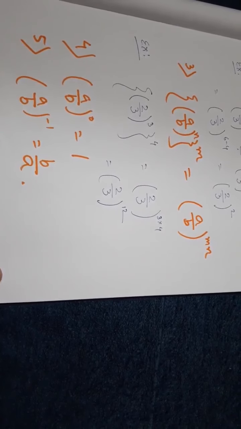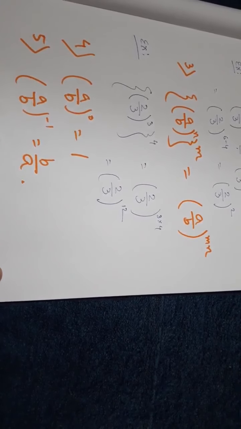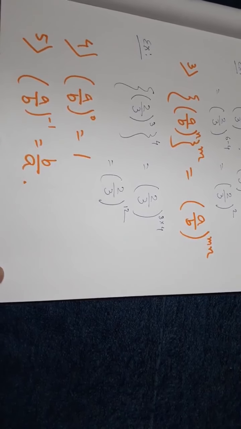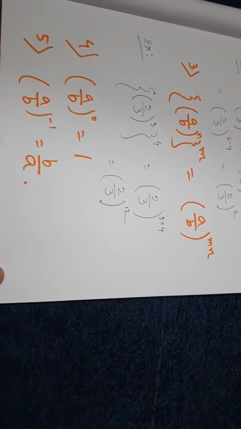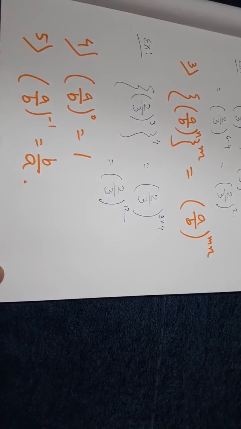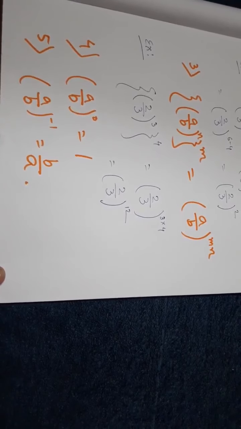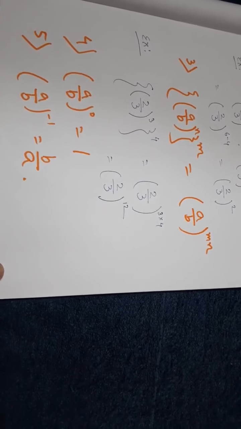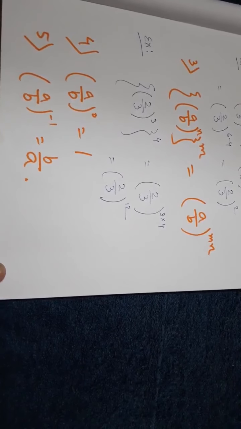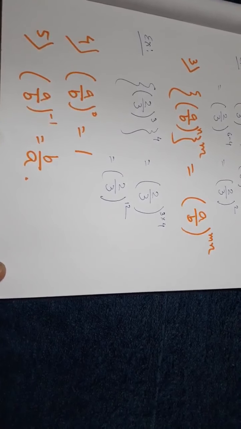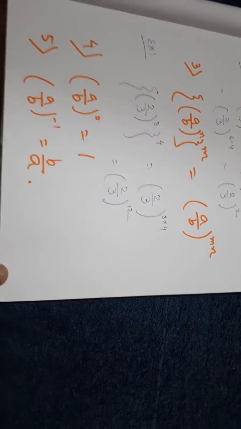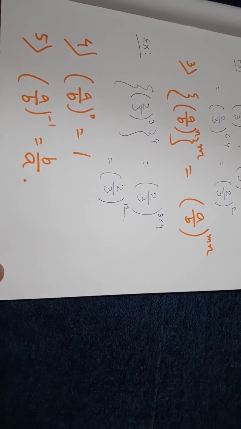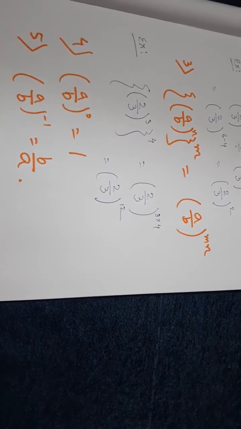Then in number 5, a by b raised to the power minus 1. If a minus sign is there, then we have to use just the reciprocal of the number. So it will become b by a raised to the power 1. Actually, raised to the power 1 means only b by a. That's why we have written here that a by b raised to the power minus 1 is equal to only b by a.